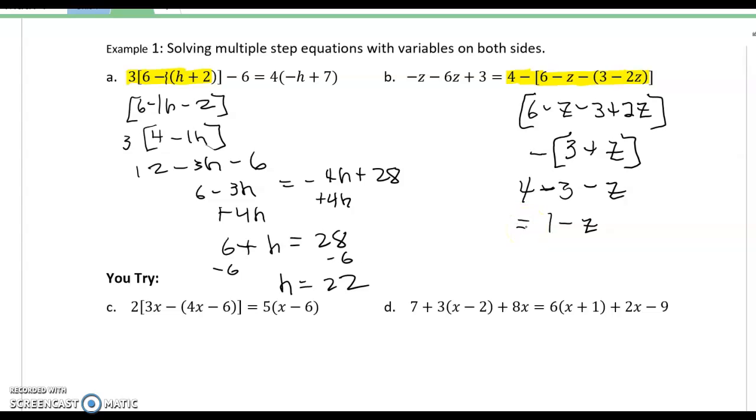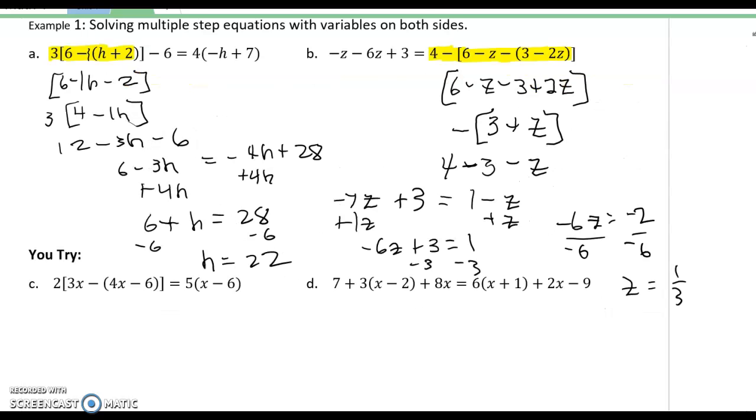On the left side, I'm going to go ahead and combine like terms. I got negative z, negative 7z plus 3. Now I have both sides simplified. I'm going to go ahead and solve for z. All right, so I'm going to undo operations. Finally get to z equals 1/3.